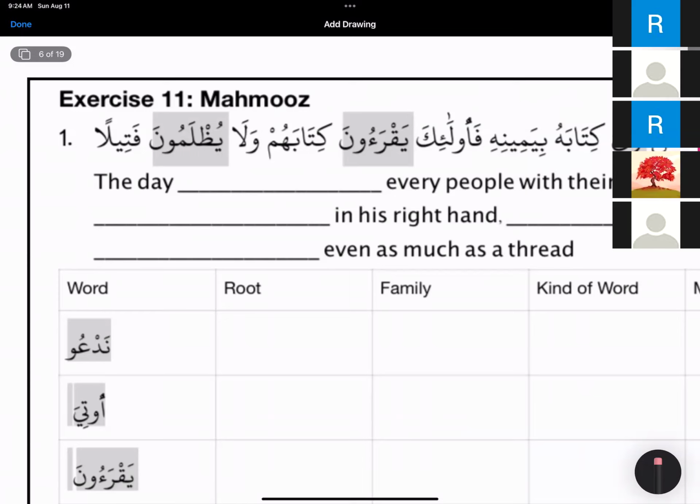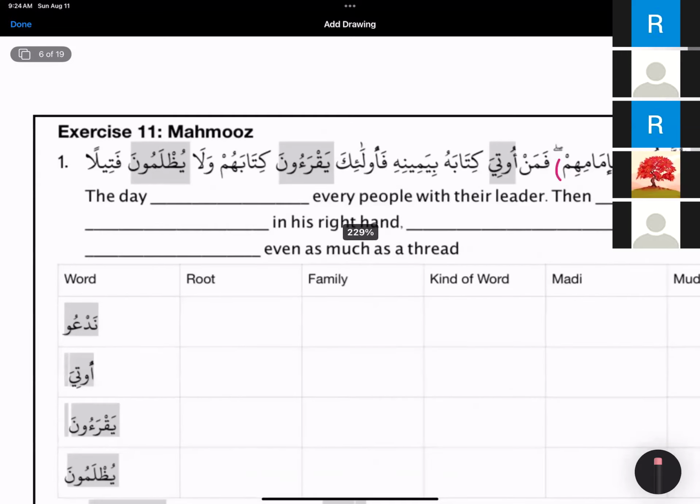Wala yuzlamuna fatila, and they are not going to be harmed even as much as it's said over here, right? Because it's hard to translate fatila. So they are not going to be harmed even as much as a thread of their date.